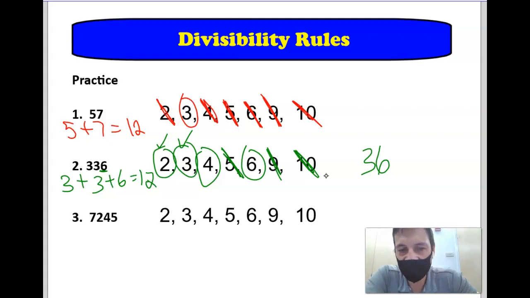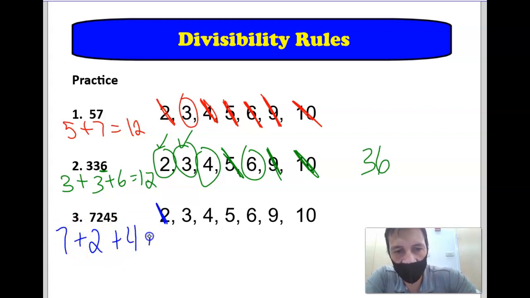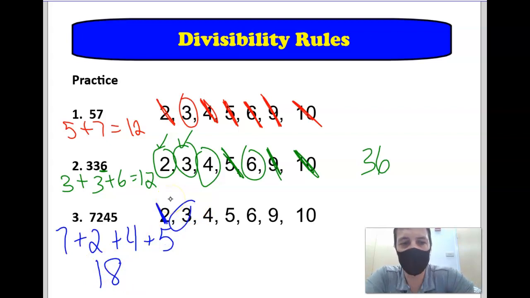7,245. Is it divisible by 2? No, because it's not ending in an even number. Is it divisible by 3? 7 plus 2 plus 4 plus 5. When I add that all together, I get 18, and 3 divides into 18, so yes, it's divisible by 3. Divisible by 4? Nope. 4 won't go into 45 evenly. I know that because 4 times 11 is 44. Is it divisible by 5? Yes, yes, yes. It ends in a 5, so it's divisible by 5.